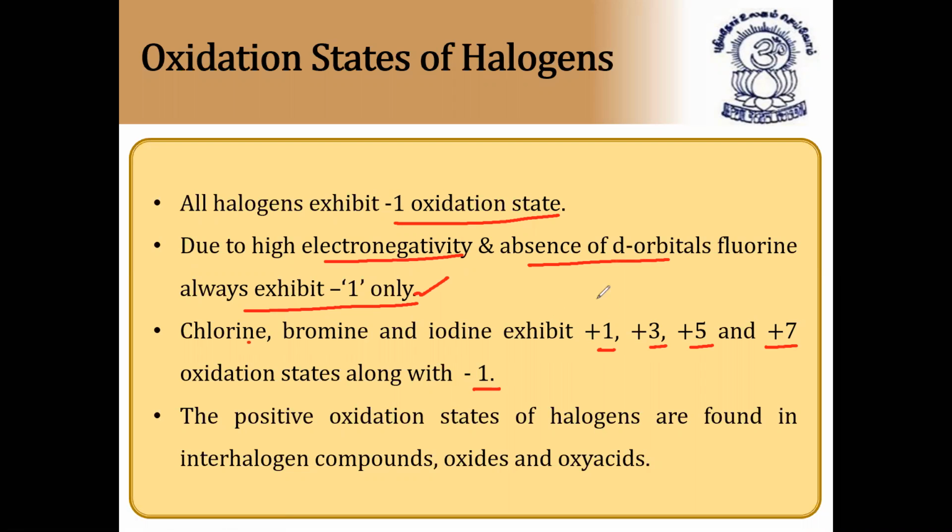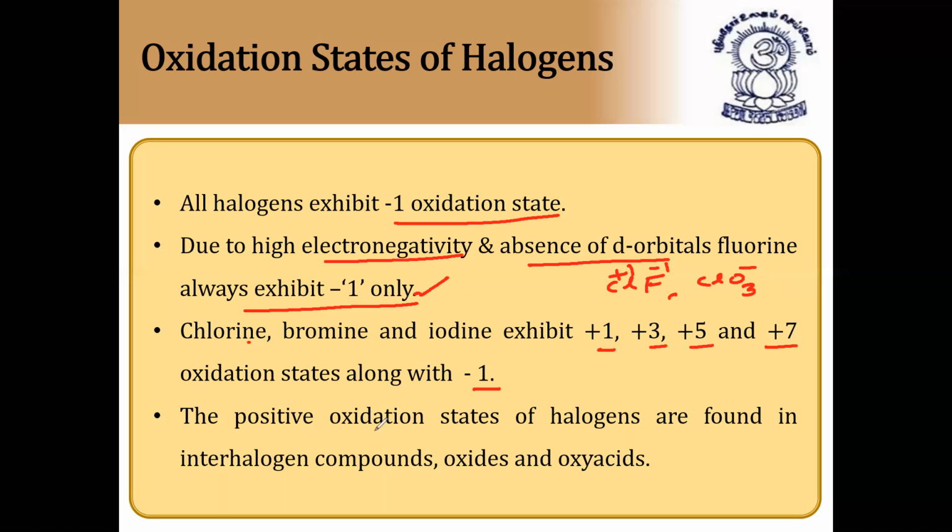So for chlorine +1, if we take ClF, the oxidation state of chlorine is +1 and fluorine is -1. And if we take ClO2, ClO3 minus, you will get other states. So chlorine can exist in oxidation states +1, +3, +5, +7 due to availability of d electrons in chlorine, bromine, and iodine.